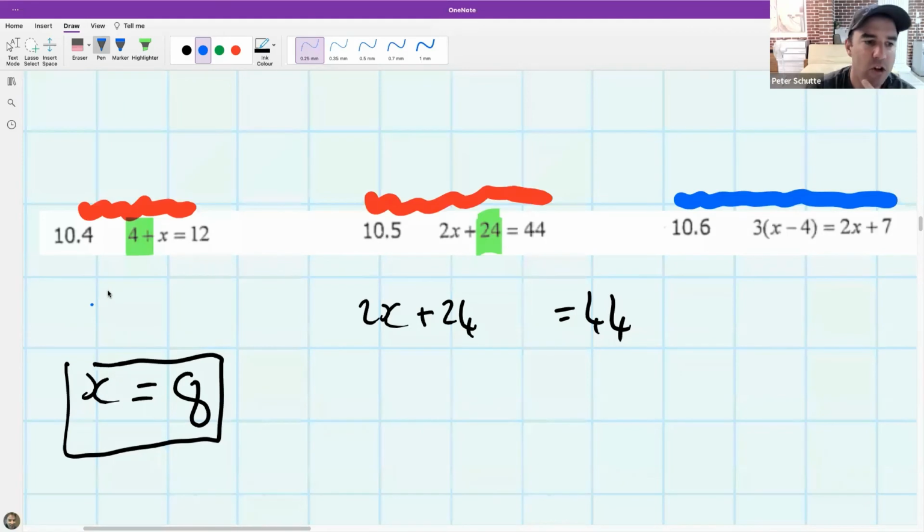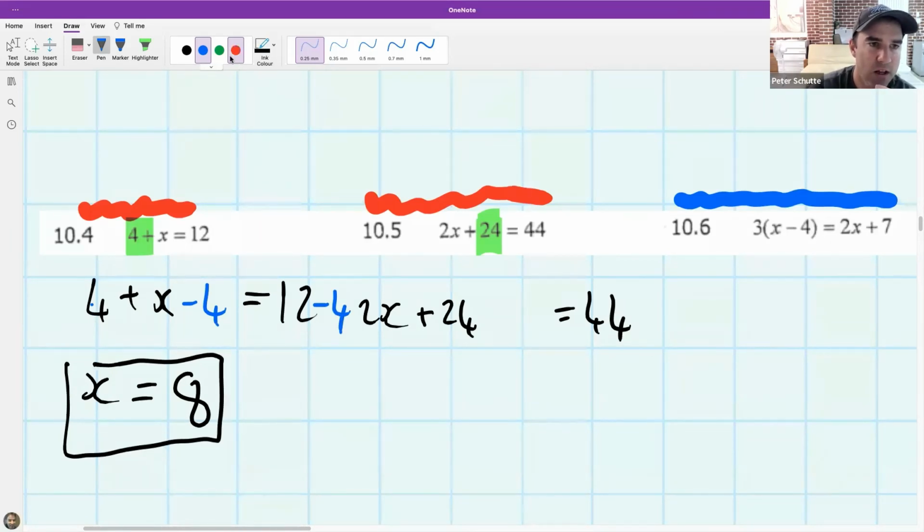So what I did with 10.4 is I said, you've got 4 plus x equals 12. I'm going to take away 4 from both sides. And when I take away 4, because it's the opposite, 4 minus 4 gives nothing. It knocks out the original 4. All I'm left with is x equals 12 minus 4. And what's 12 minus 4? It's going to be 8. Does that make sense? Okay.